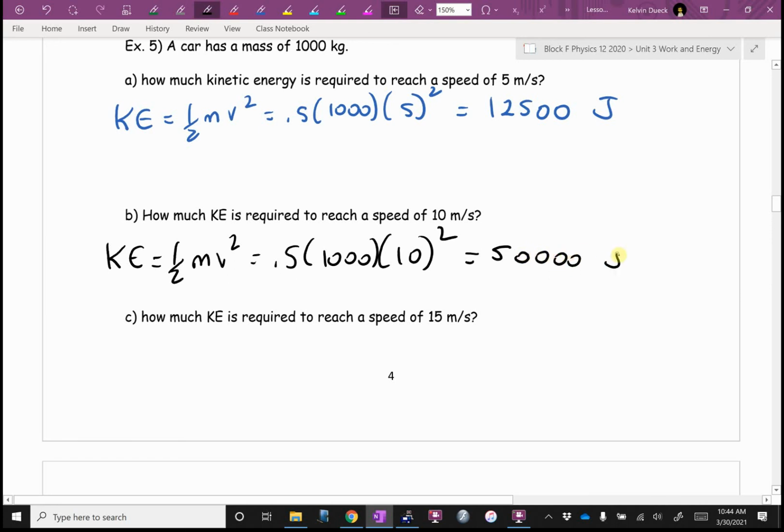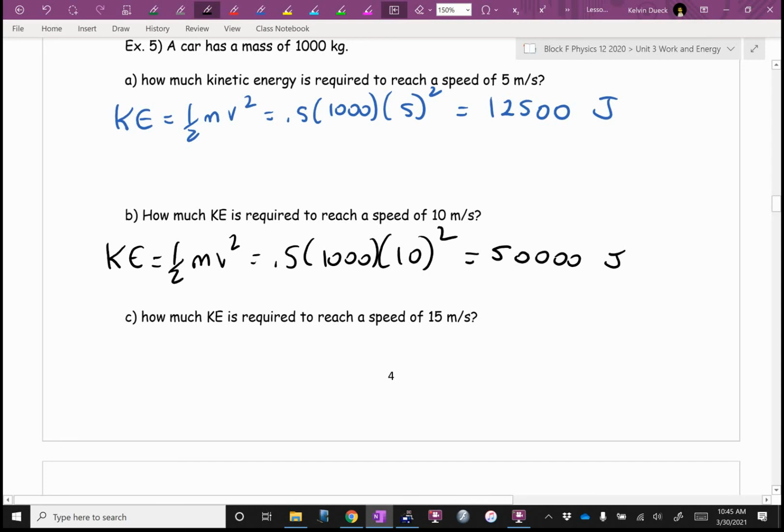It's 50,000. Is that twice as much as 12,500? No. How many times bigger is that? Could you on your calculator go 50,000 divided by 12,500? How many times bigger is that? 4 times bigger. Twice as fast takes 4 times the energy. Oh, it's a square.